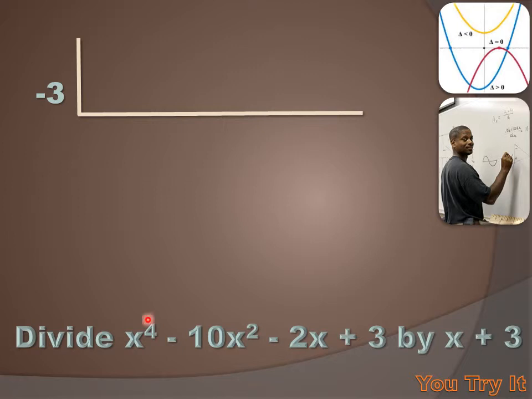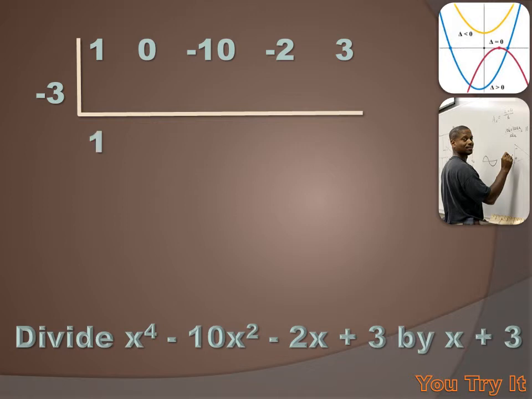My highest powered term is x to the 4th, and my coefficient is 1. The next term in the dividend is x squared. There is no x to the 3rd power, so I'm going to have to assume an x to the 3rd with a coefficient of 0. So my second coefficient will be 0. My third will be minus 10. My fourth will be minus 2. And my last will be plus 3. So I'm going to write 1, 0, minus 10, minus 2, plus 3 inside the synthetic division symbol.